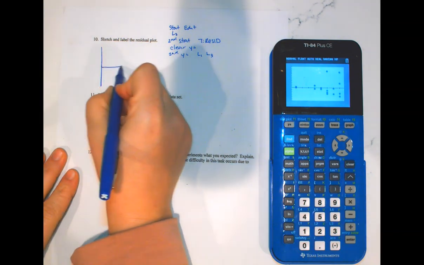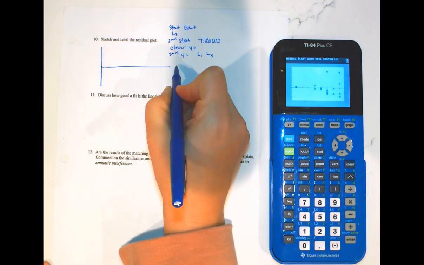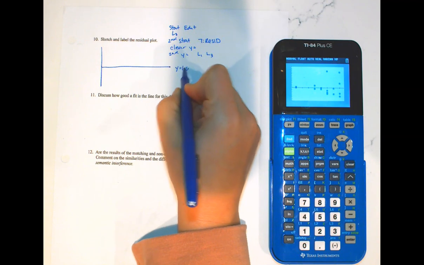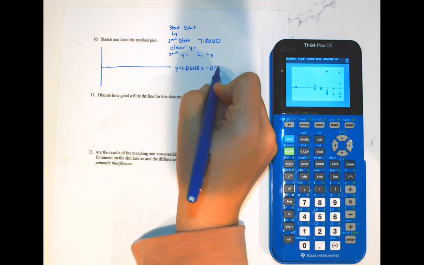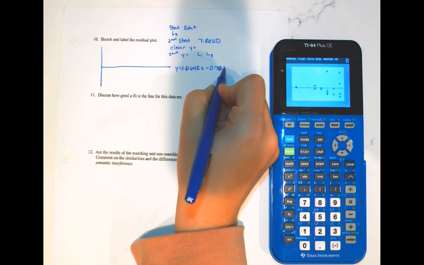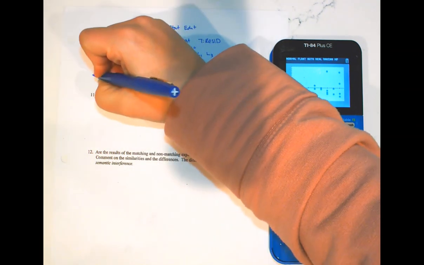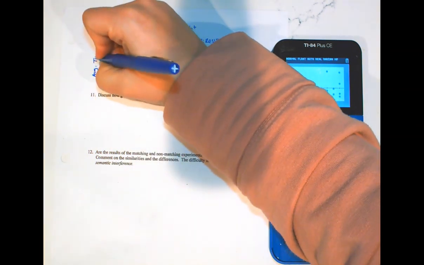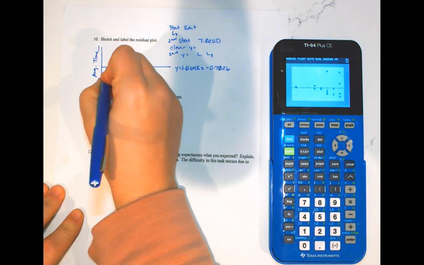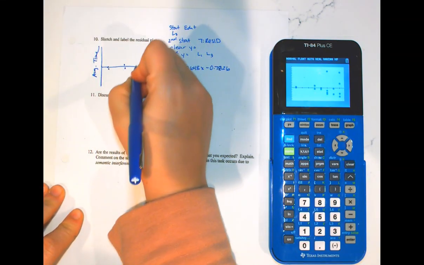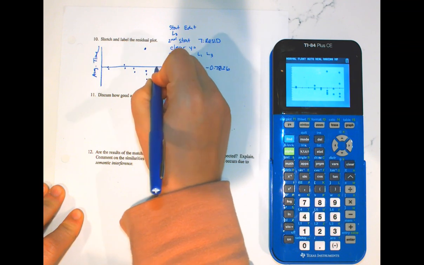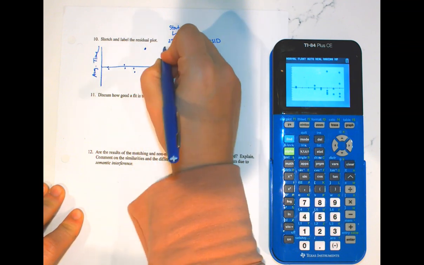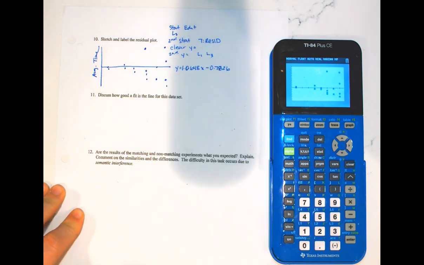So again, this line is the line of my equation. So y equals 1.0648x minus 0.7826. This is my average time. And it looks like that is my residual.